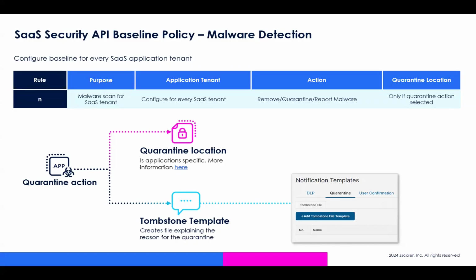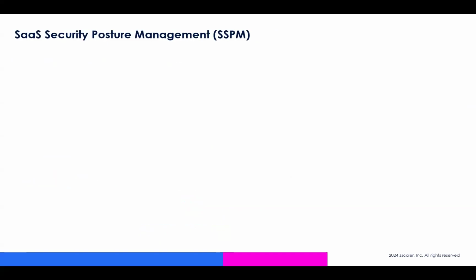Actions for this policy can be configured to either remove the file, optionally leaving a configurable tombstone file behind, quarantine the file, moving it to a specific location, or simply report on malware. Obviously, for a more secure policy, we recommend configuring a remove or quarantine policy. The second part of data protection for data at rest is SaaS Security Posture Management, or SSPM.